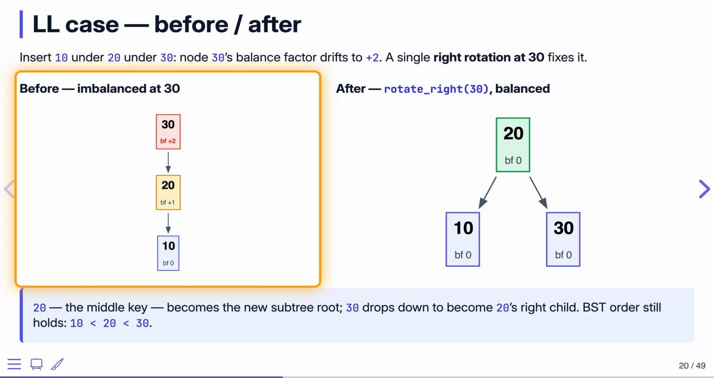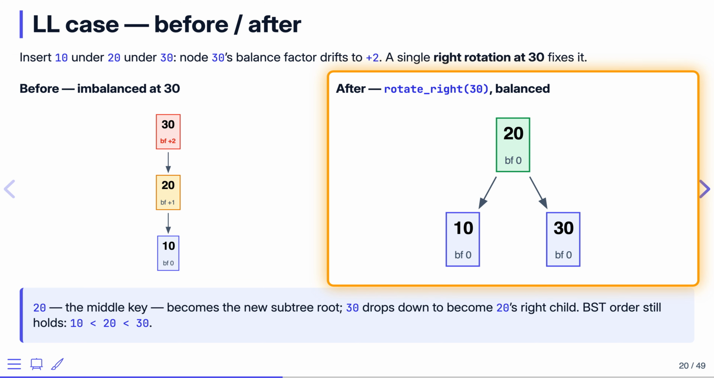The left figure shows the tree before the fix. 30 sits at the top with balance factor +2. 20 hangs below it on the left. 10 hangs below 20, again on the left. This is a straight left-left line.